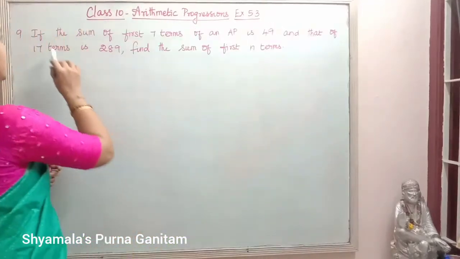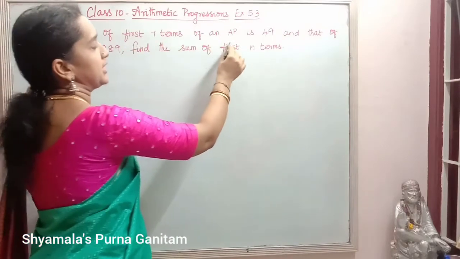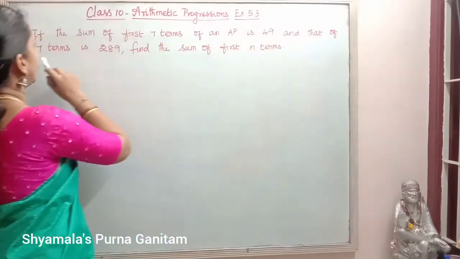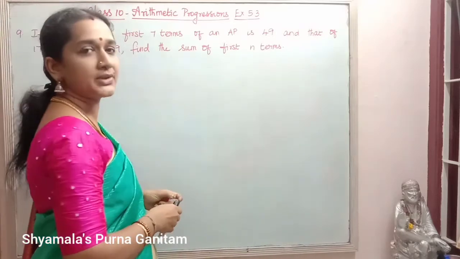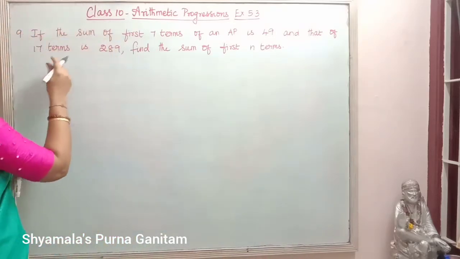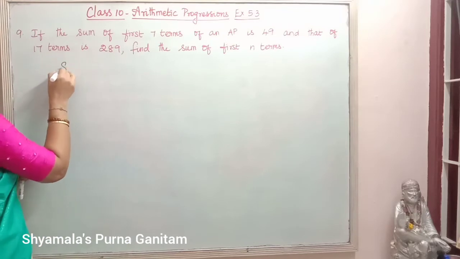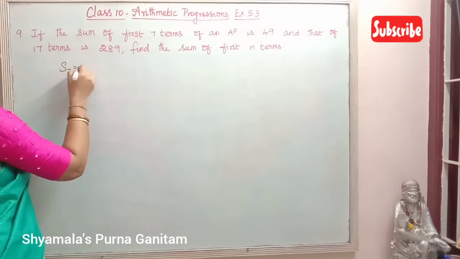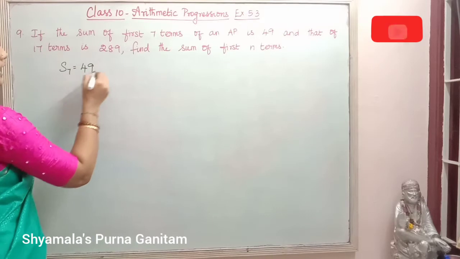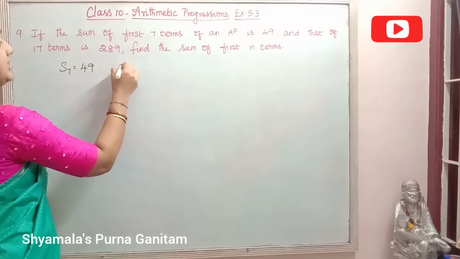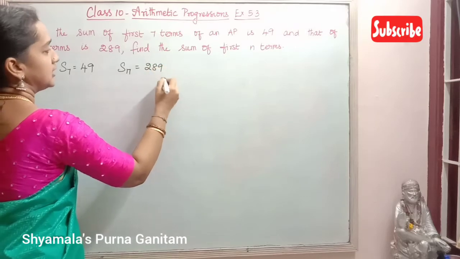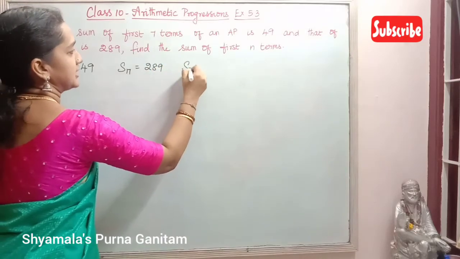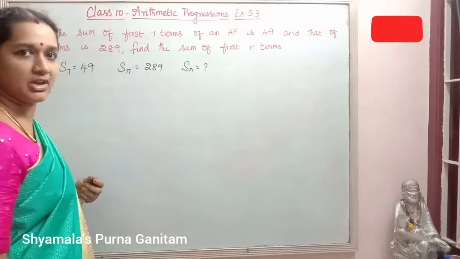The question is: if the sum of the first 7 terms of an AP is 49 and that of 17 terms is 289, find the sum of the first n terms. So S7 is given as 49 and S17 is given as 289. We are asked to find Sn.